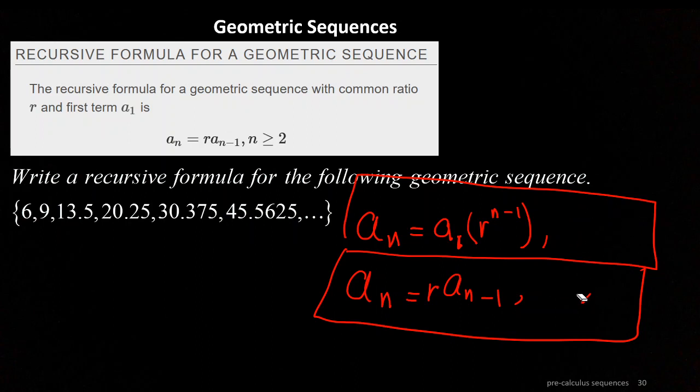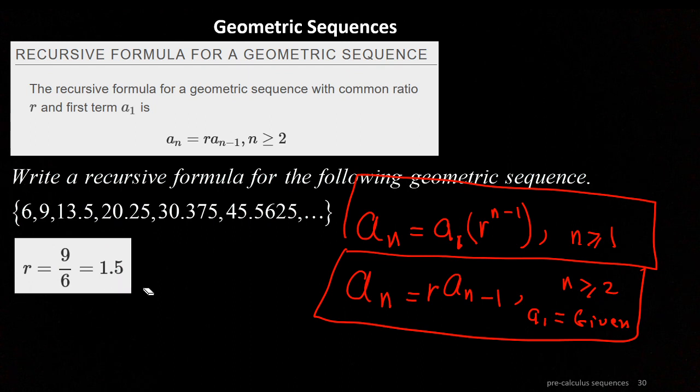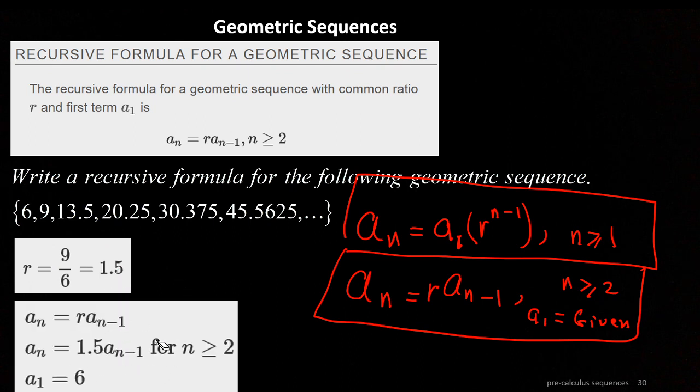I thought the bottom one was recursive. So this one, you need to have A1 given, and n is greater than or equal to 2. Here, n is greater than or equal to 1, because when n is 1, you have A1. So recursive, explicit. So what do I need? Well, all I need is R and A1. A1 I have, 6. And 9 divided by 6, this divided by that, looks like it's 1.5. So that's the recursive formula.